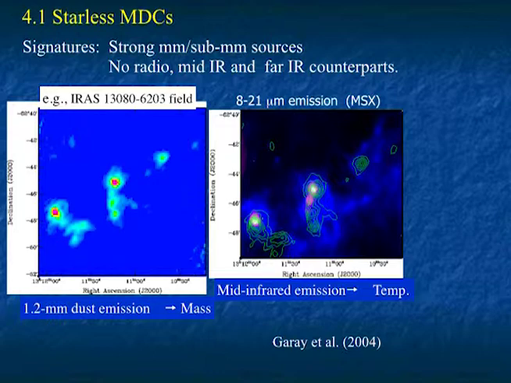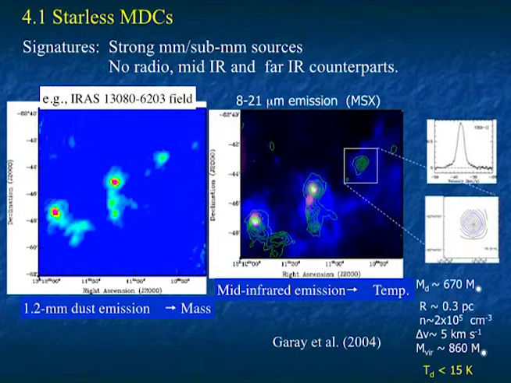And when they compare with MSX data, it's a three-color image from this wavelength range. And if you want, in the MSX you have in fact a map of temperature. And here is the contour of the mass and the temperature. And of course, you immediately recognize here there is something with a lot of mass, but no temperature. Low temperature. Okay? So this is in fact a starless massive dense core, but you have to prove it's a massive core. I mean, you have to prove how much mass is there.